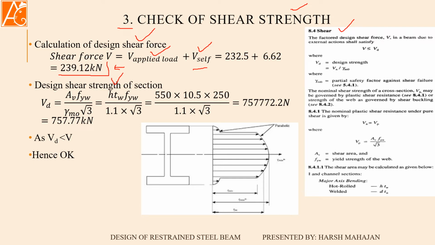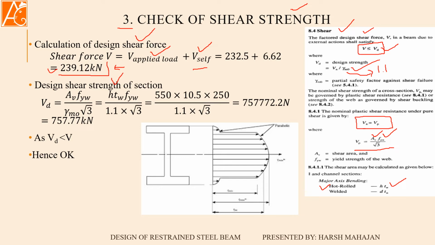It says here that our design shear force, this value, should be less than the design strength. Design strength is equal to Vn divided by gamma m0, and from the previous slide we know that gamma m0 is 1.1. Next, Vn will be equal to Vp, and Vp is given by the area of the section into Fy, yielding, divided by root 3, and for a hot rolled section it is H into Tw. So we have a hot rolled I section.